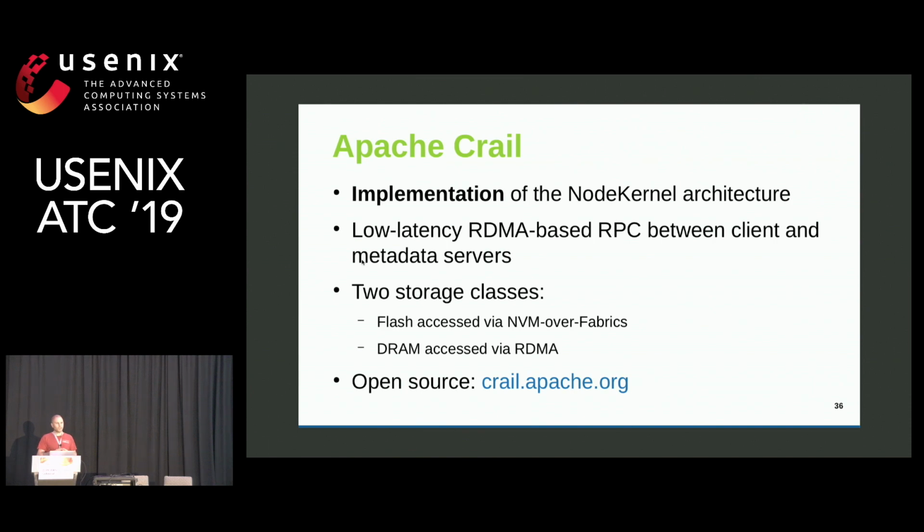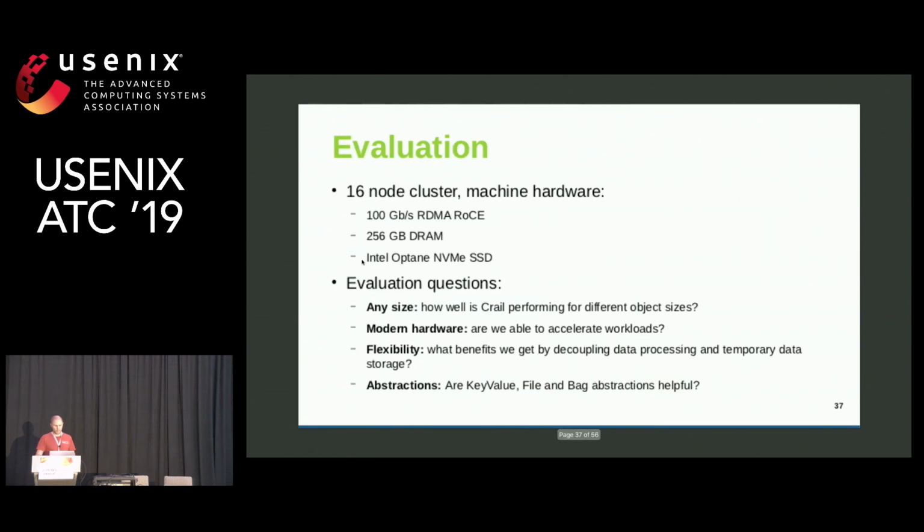And the second storage class is exposing DRAM that is accessed over RDMA read-write operations. And Crail is open source and has been an Apache incubator project since the beginning of last year. Now let's look at how this performs.